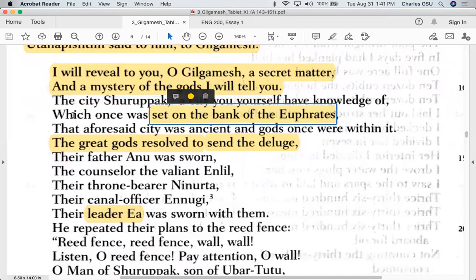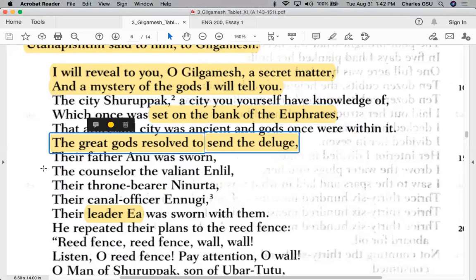So he's talking about this city of Shuruppak that was set on the bank of the Euphrates, right? And so remember those maps. It's one of the 2 main rivers in present-day Iraq, and also one of the rivers, both Tigris and Euphrates, that are 4 of the rivers mentioned in the Garden of Eden in Genesis.